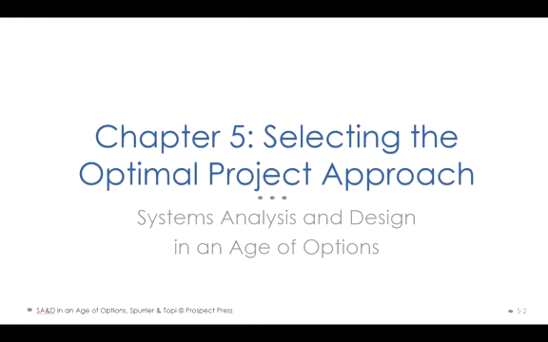Chapter 5 has a very central message, that is, how to select a project approach for your system development project. We use the word approach here, but as a matter of fact, in most situations we will use the terminology called methodology in system development projects.